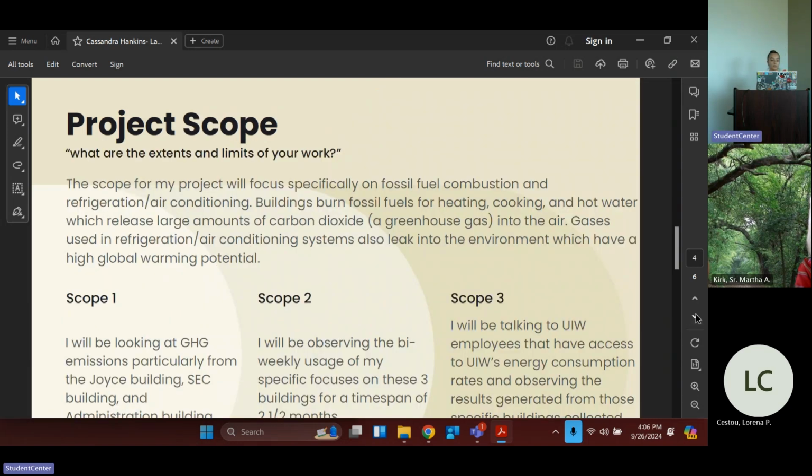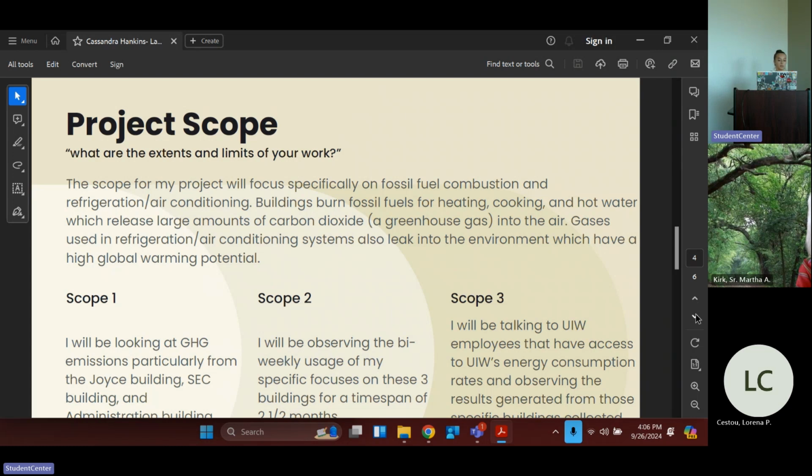The scope for my project will focus specifically on fossil fuel combustion and refrigeration and air conditioning. As I stated previously, buildings burn fossil fuels for heating, cooking, and hot water, which releases large amounts of carbon dioxide into the air. Gases used in refrigeration and air conditioning systems also leak into the environment, and they have a high global warming potential.